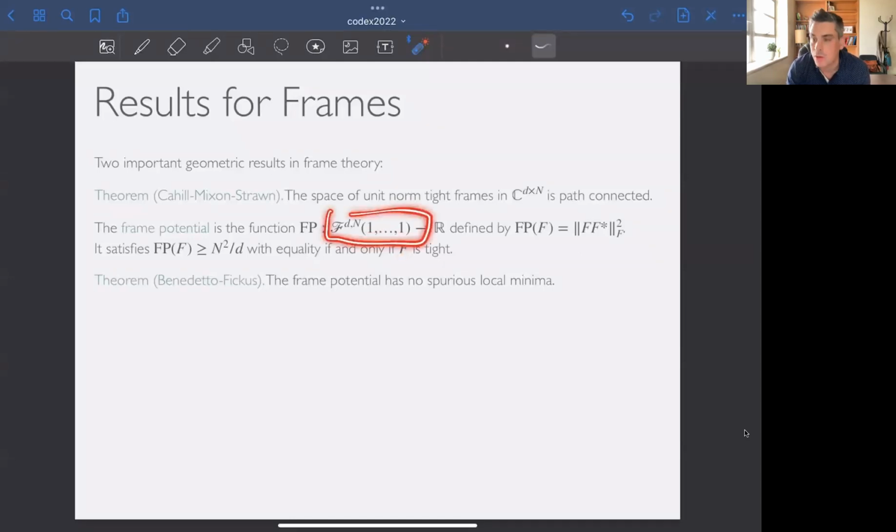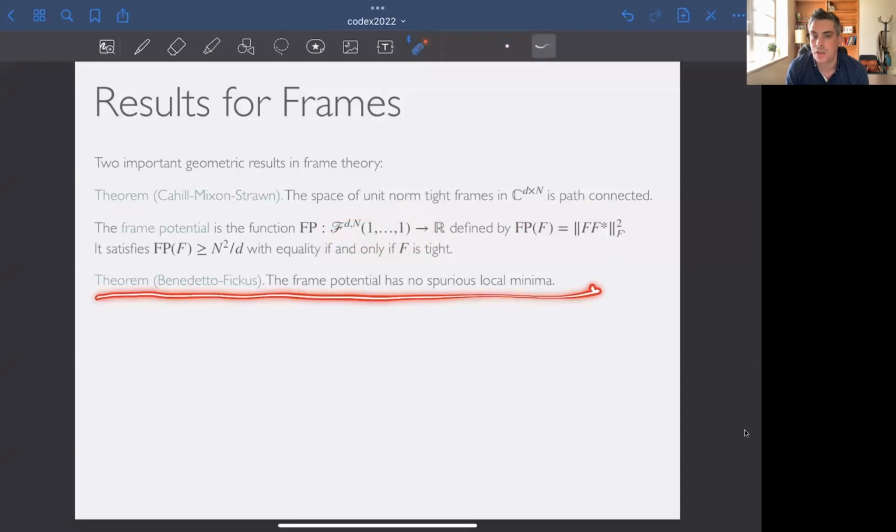Here I'm in the space of all unit norm frames, and you can imagine trying to do something like gradient descent according to this frame potential, trying to take your unit norm frame and send it to a tight frame. One of their main results in this paper is that this approach actually works. If you pick an arbitrary frame with unit norm for each frame vector, and then run gradient descent according to this frame potential, you will not get stuck in bad local minima. You'll always descend to a global minimum.